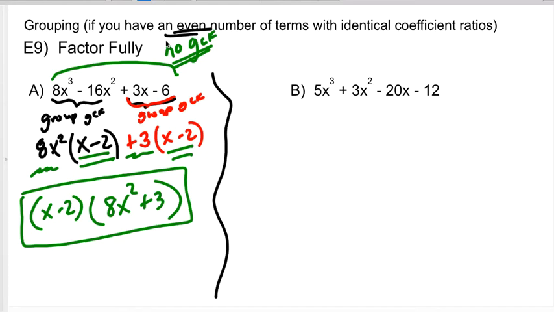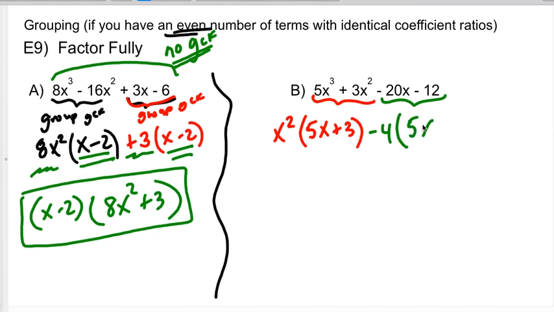All right, so let's go ahead and walk through B. So when I try and do B, let's see what we've got in common. So notice there's no GCF of the whole thing, but I can group these first 2 folks together and these back 2 folks together and try and take out a group GCF. Well, the 5x cubed and the 3x squared only have an x squared in common, and I'm left with a 5x plus 3, right? Now I'm hoping to factor something out of the negative 20x minus 12 to also get a 5x plus 3. Sure enough, if I take out a negative 4, I get a 5x plus 3.